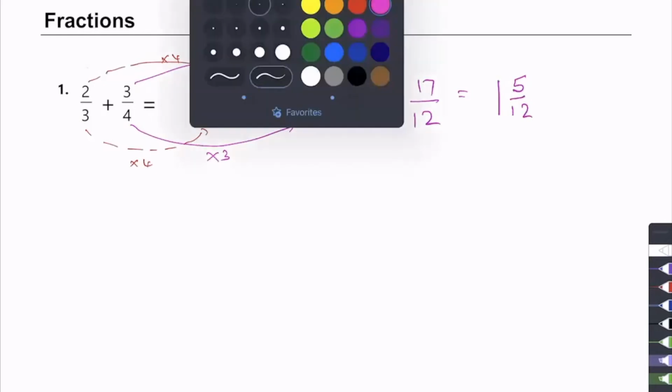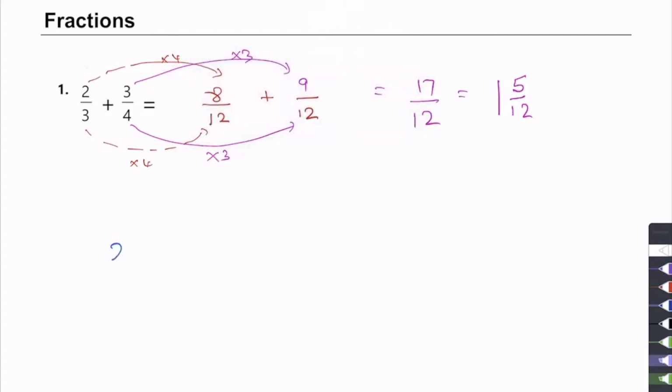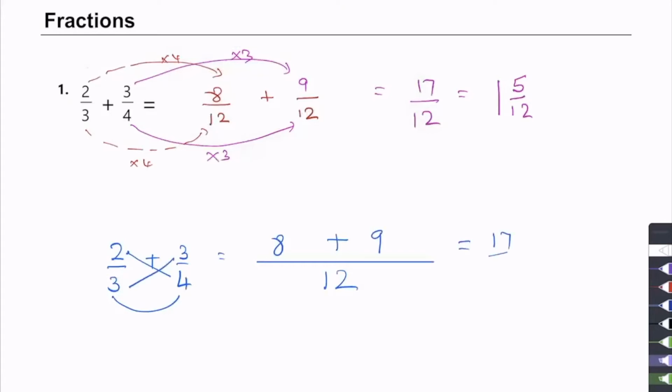Now, an easier way to do this is as follows. If I rewrite the question, all we do is we draw the line, add the sign, okay? Draw the line, add the sign. You multiply the denominators, which gives me 12. You start with the top left number, and there is a reason for that, which I'll explain a little bit later. You multiply 2 times 4, which gives me 8, 3 times 3, which gives me 9, and you can see straight away we get exactly the same answer.